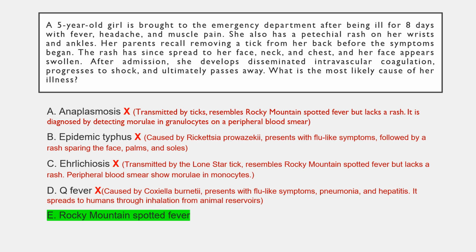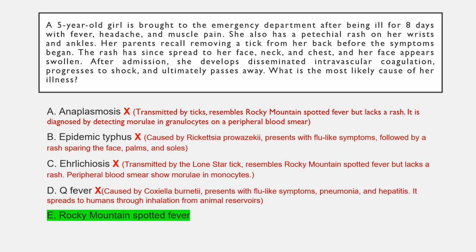Let's have a look at why the other options are incorrect. Option A is incorrect as anaplasmosis is transmitted by ticks and presents similarly to Rocky Mountain spotted fever, but has no rash. Anaplasmosis is diagnosed via peripheral blood smear, which shows morulae in granulocytes.